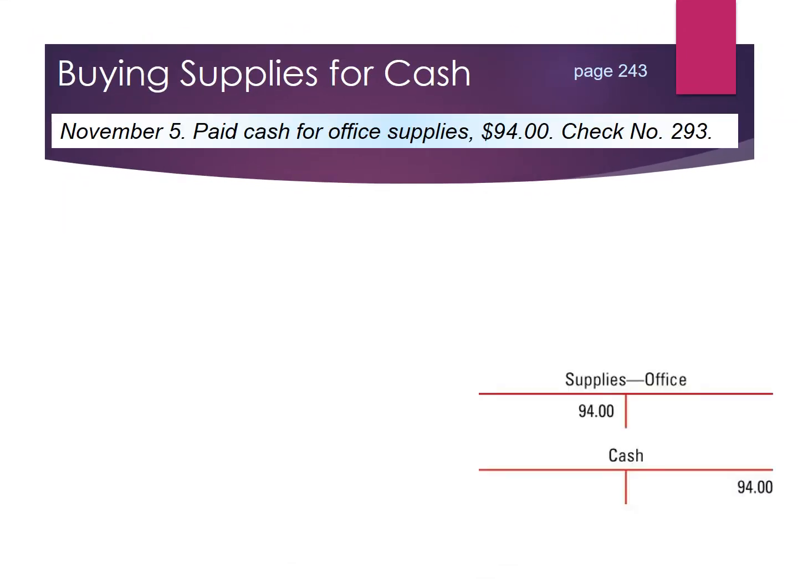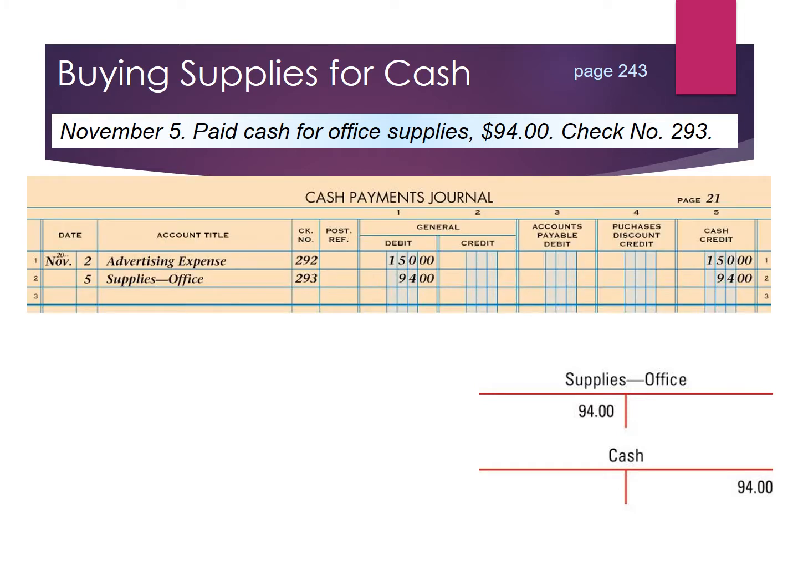Buying supplies for cash. Our transaction is on November 5th. We paid cash for office supplies, $94, check number 293. Looking at our T accounts, we know that we are going to debit supplies-office for $94, and we are going to credit cash for $94. To determine which journal we will use, we look at our source document. It is a check that indicates that we will be using the cash payments journal.